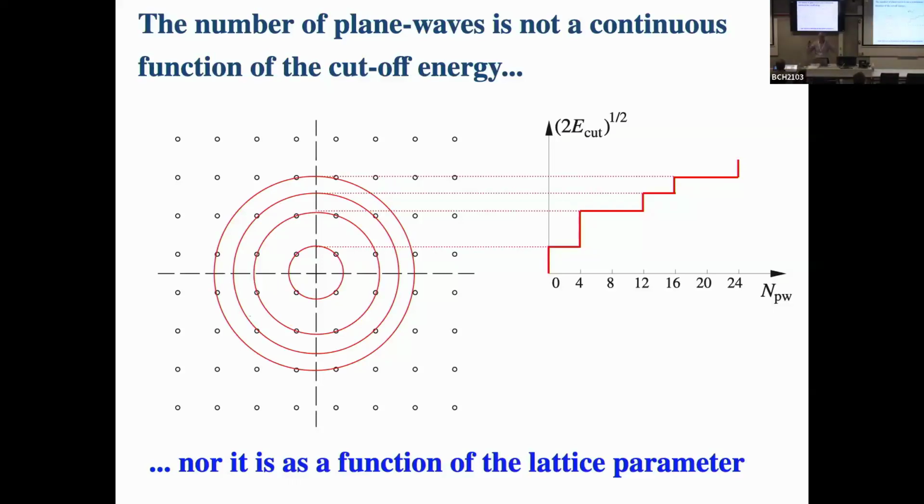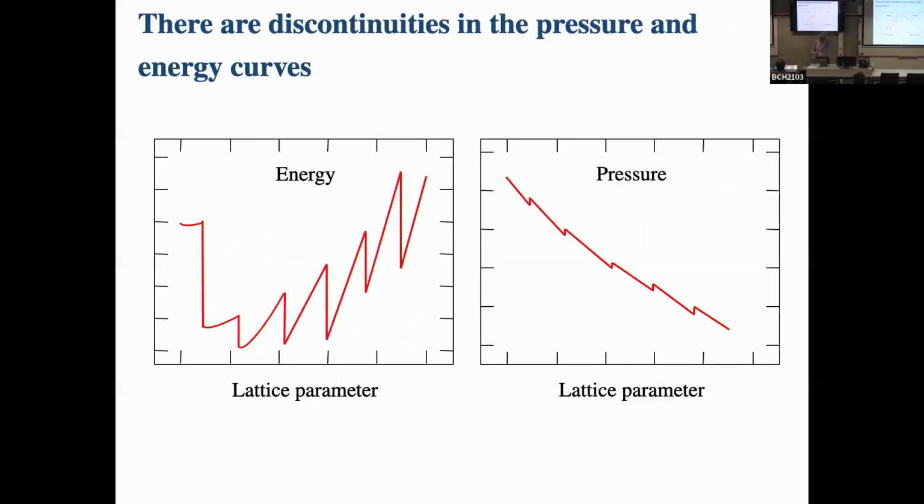And so the number of vectors, if I reduce, for instance, the lattice parameter, my reciprocal lattice is going to expand. And so some of the points are going out of the sphere, okay? And again, that's going to be done in a discontinuous way. And so as a result, if you plot the energy as a function of the lattice parameter, if you fix the cutoff like this, okay, you will get something which is wiggly like this one here, okay? And the same for the pressure, okay?